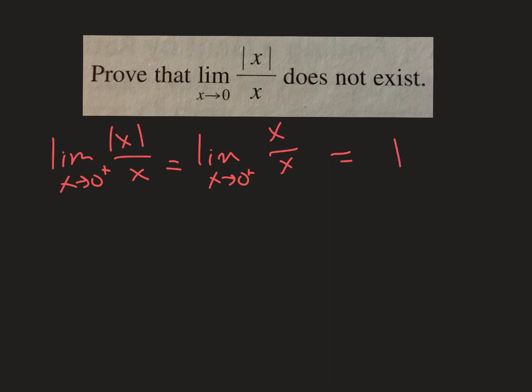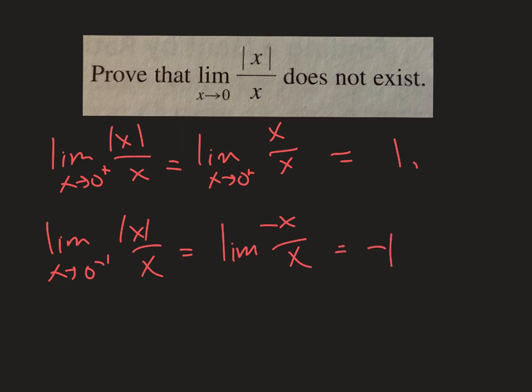Now, if you went x approaches 0 from the negative side of the same function, the absolute value of x is x if it's from the positive side, but from the negative side, it's negative x over x, which would be -1. Because those two limits are not the same, that means you get a different limit when you approach from the right-hand side than you do from the left-hand side. The limit does not exist.